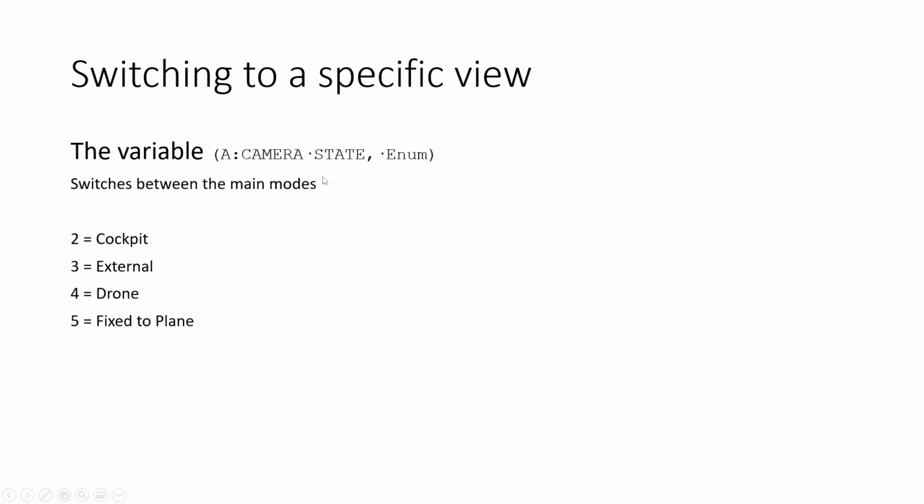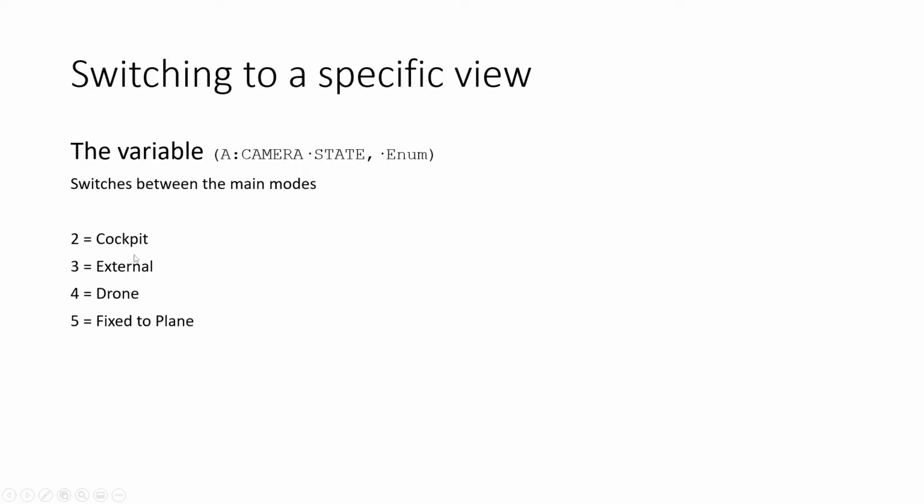If the value of that variable is 2, we're looking at the cockpit. If we change it to 3, we're going on to the external view. If its value is 4, it's the drone, and if it's 5, it's the cameras that are fixed to the plane. So we can change the main view that we want to look at.